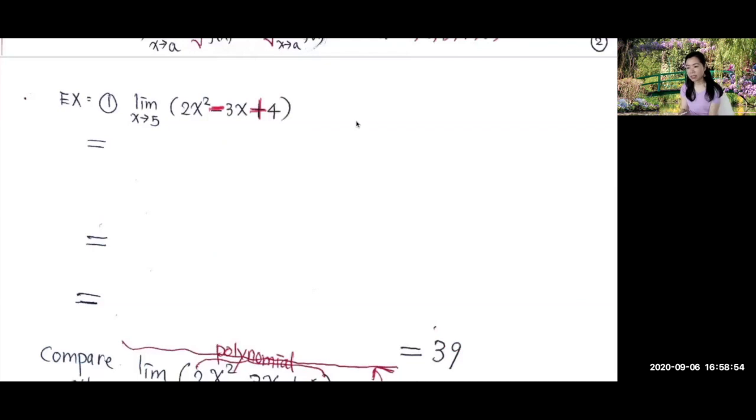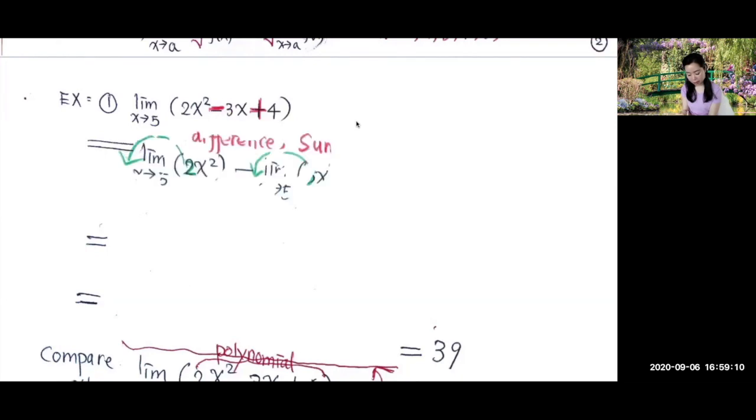Let's try to do some examples to apply those limit laws. For this limit over here, the first laws that we want to apply will be the difference law and the sum law. So we apply the difference law and the sum law.